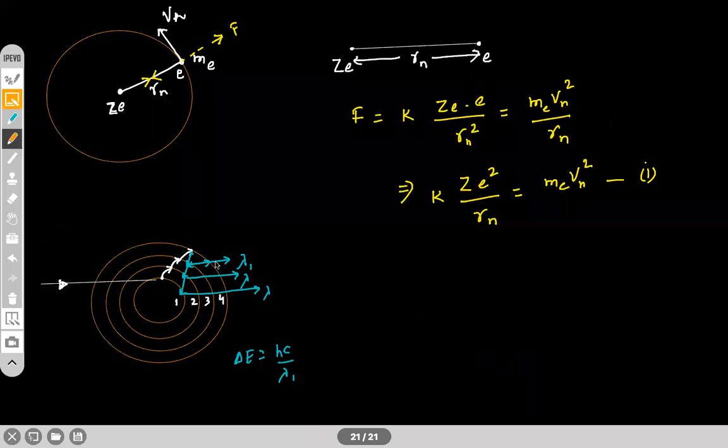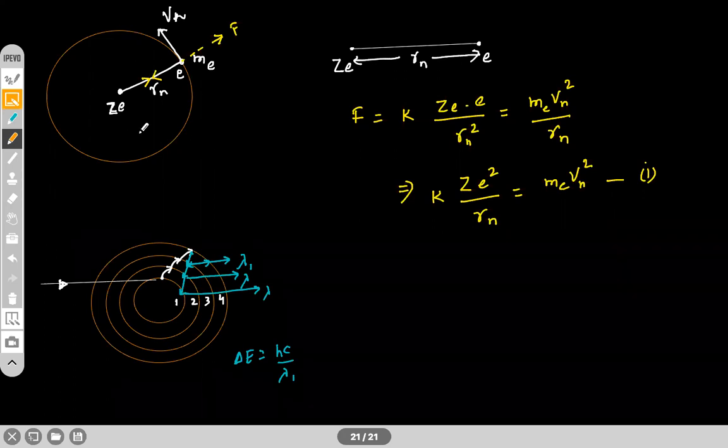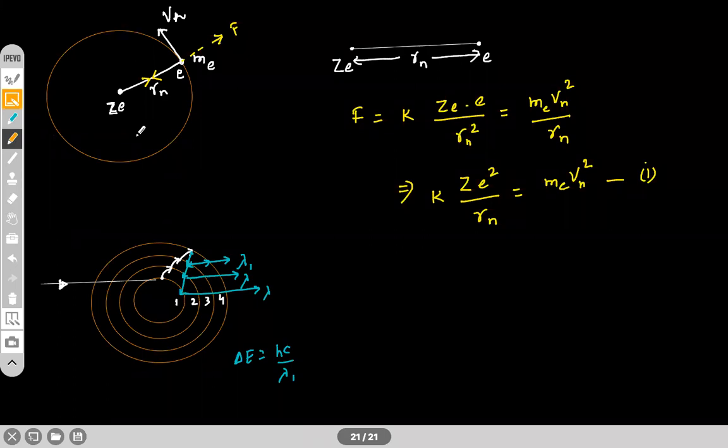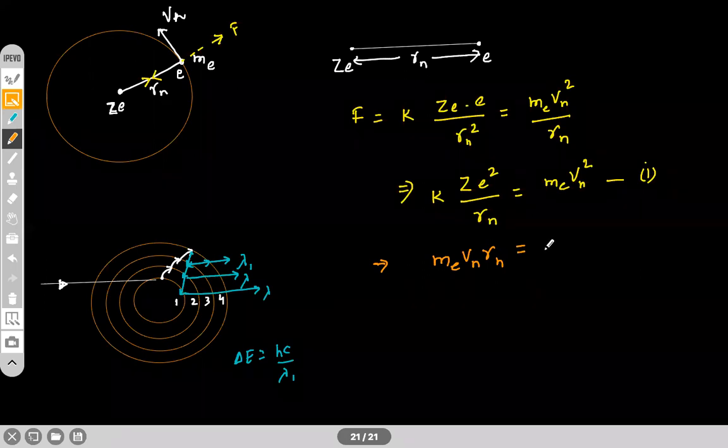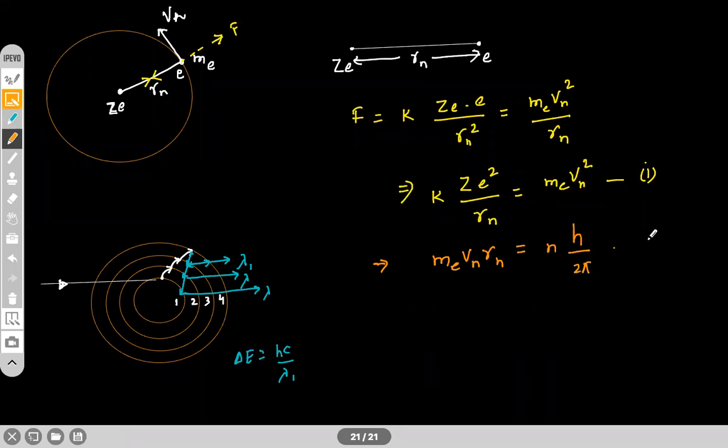Okay, now the last point you see: the electron revolves only in those orbits in which its angular momentum is an integral multiple of h by 2 pi. So what is angular momentum? It is m_e v_n r_n, which is an integral multiple of h by 2 pi. So m v_n r_n = n h by 2 pi. This is equation 2.